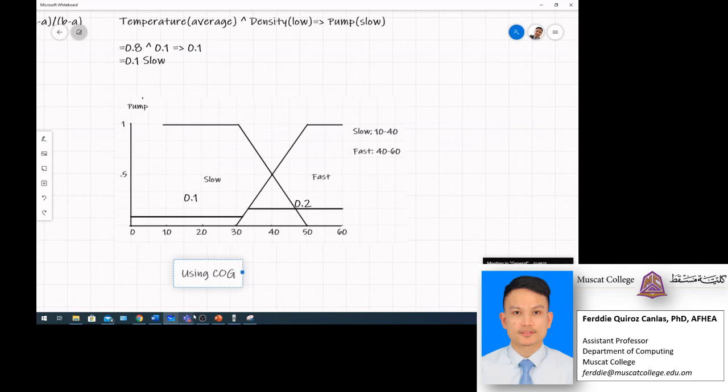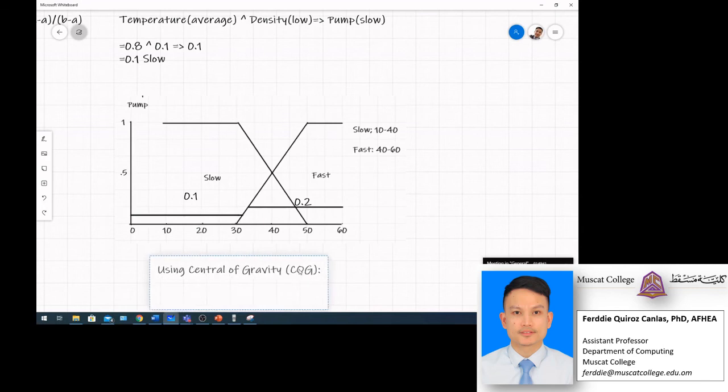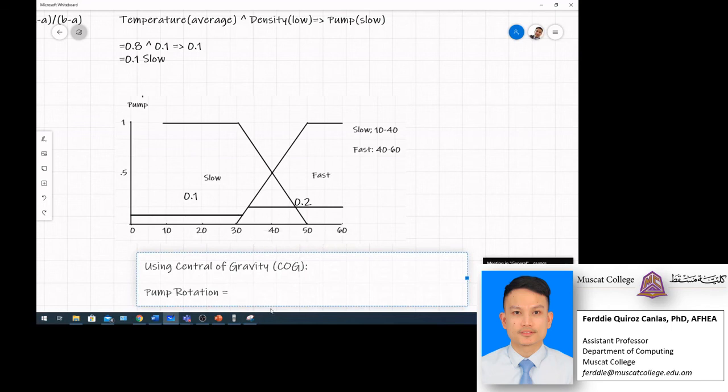Using COG, COG means center of gravity. We could do the calculation now. So speed or pump speed or rotation, okay? Pump rotation should be what? So we could calculate it in this way, right? So close parenthesis. Then this one should be, let's calculate the values. Since pump starts with 10, we don't have to include 0, okay? So 10 plus 20 plus 30 plus 40 plus 50.